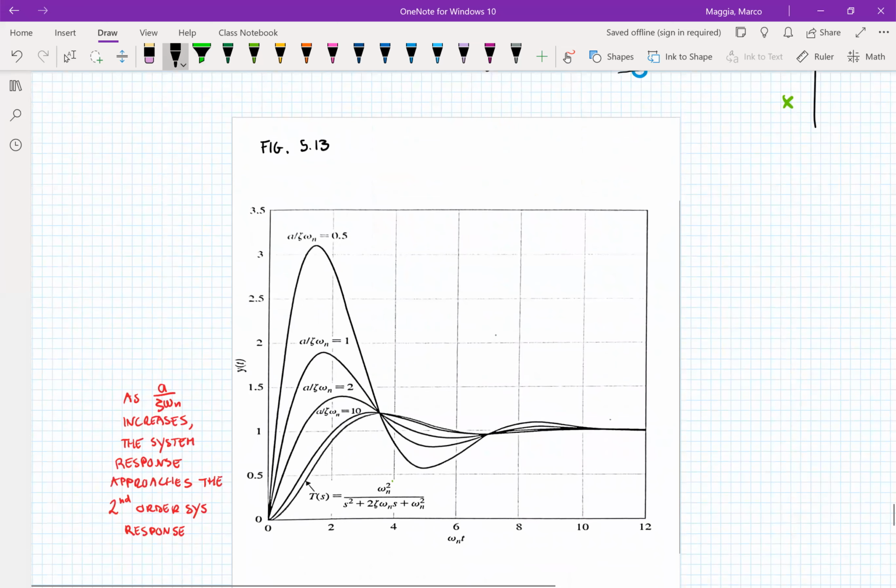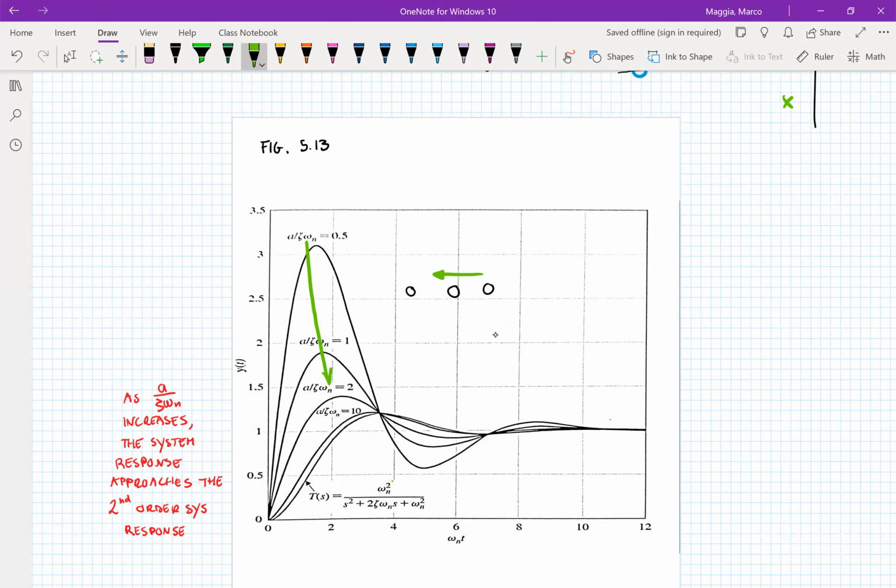And here you can see exactly what I'm saying in this figure, which by the way is figure 5.13 in your book. Here you have responses for different values of the ratio a over zeta omega n. Or you can think about it as we decrease a, the zero moves to the left.